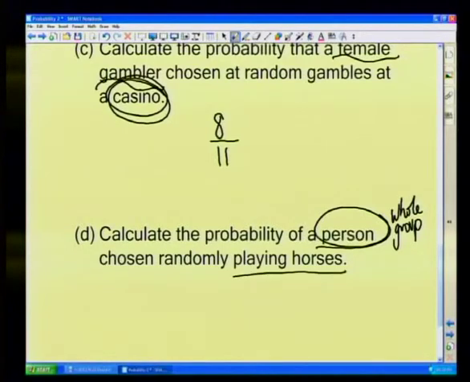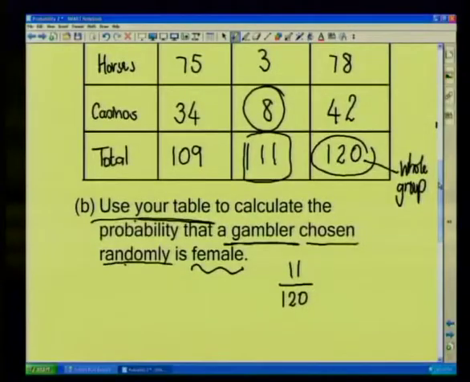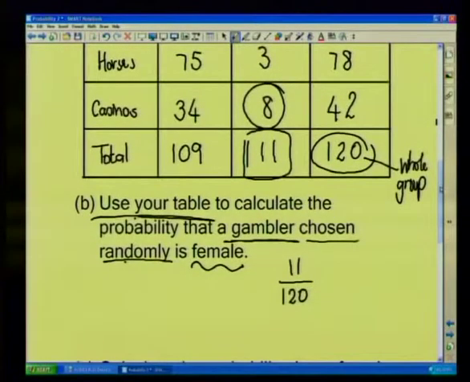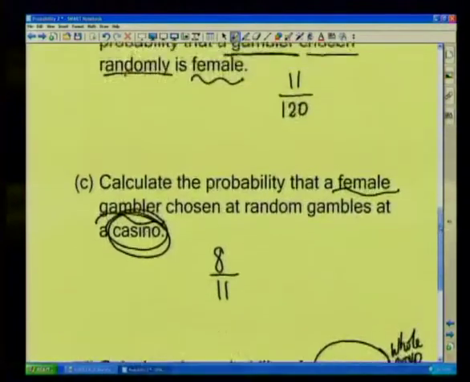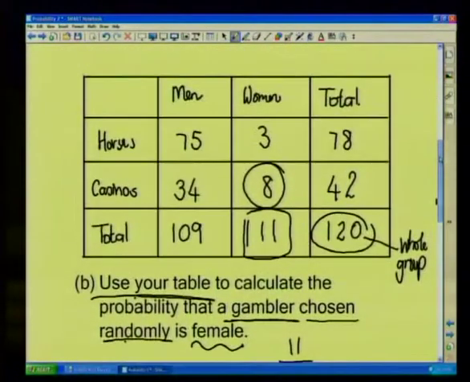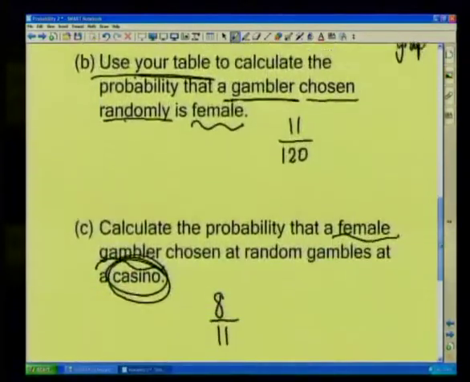So out of our whole group, how many were in our whole group? Let's go back and check in our thing. Our whole group was 120 people. So we know our denominator is going to be 120. So what is the probability that a person chosen randomly played the horses? So how many of those people in the whole group played the horses? Okay, horses, we have to go to the end of this row, and it's going to be 78 people.